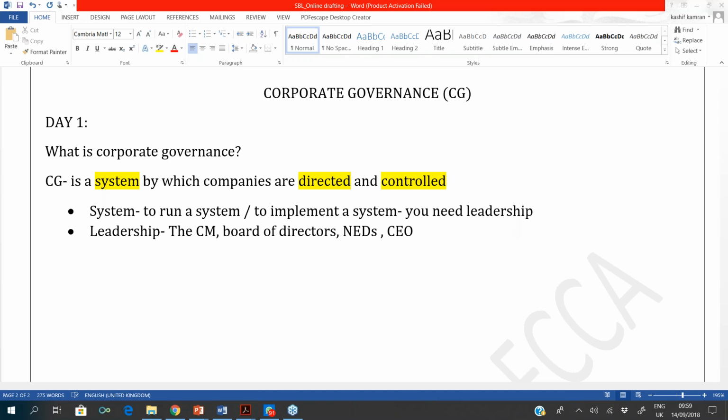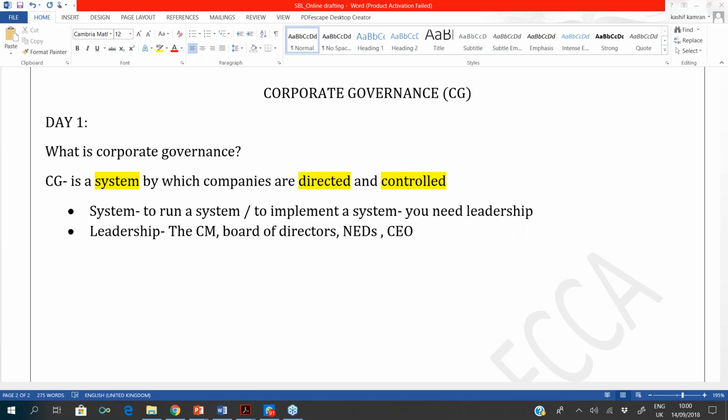Okay, the audio has recovered again. So we were discussing that corporate governance is a system, and to run a system, we need the leadership. The leadership is the chairman, the chief executive officer, the non-executive directors, and the board of directors. This leadership is very crucial. Leadership is another syllabus area, and see how it is connected with corporate governance.